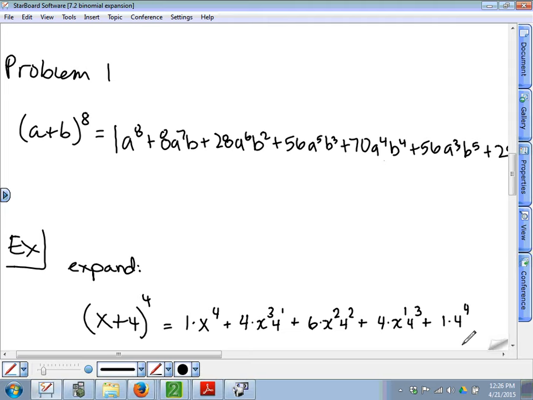So that's how you set up the problem, but this is certainly not your final answer. You wouldn't get full credit for just leaving it like this. You've got to simplify some of these terms. Okay? 1 times x to the 4th, that's just x to the 4th. The next term over, though, you've got a 4x cubed times another 4. So what's 4 times 4? So you'd have to change this into 16x to the third.